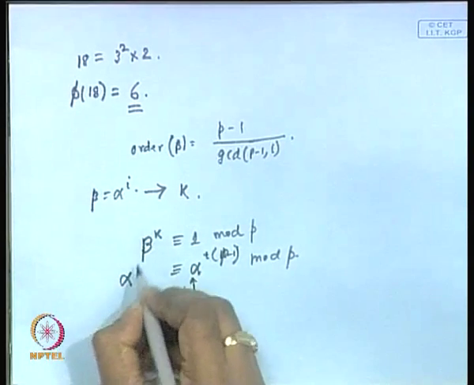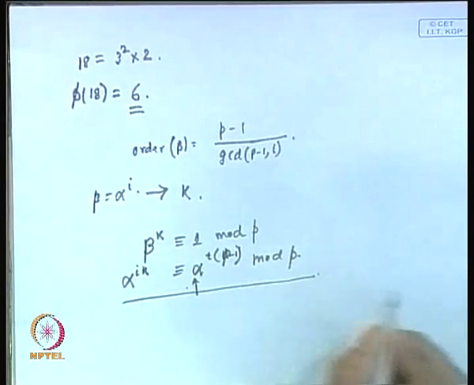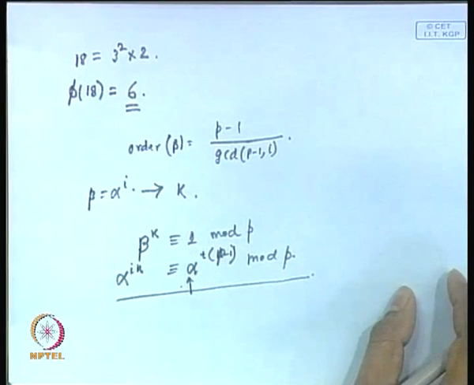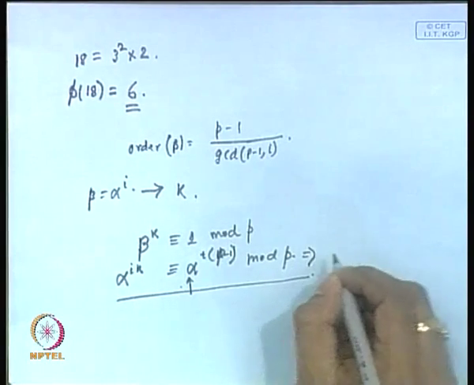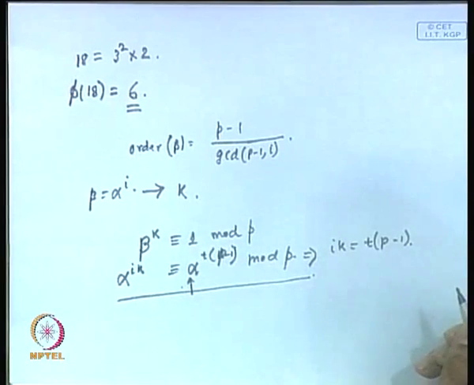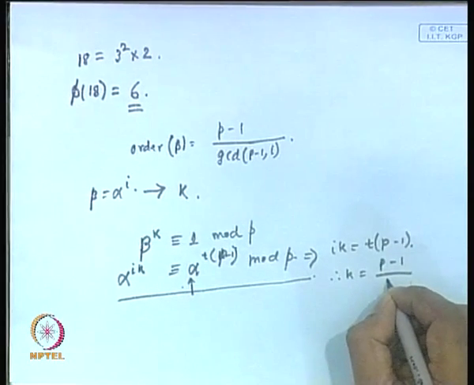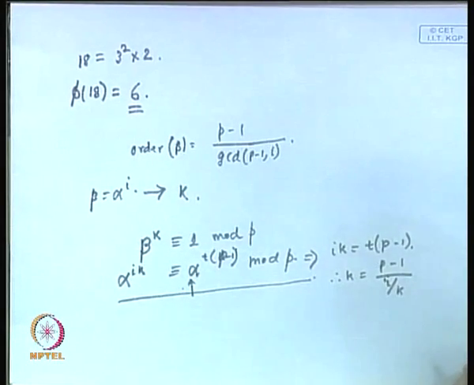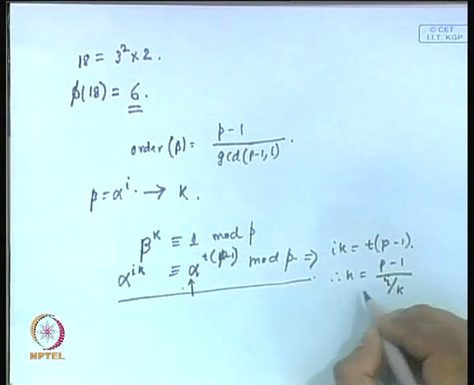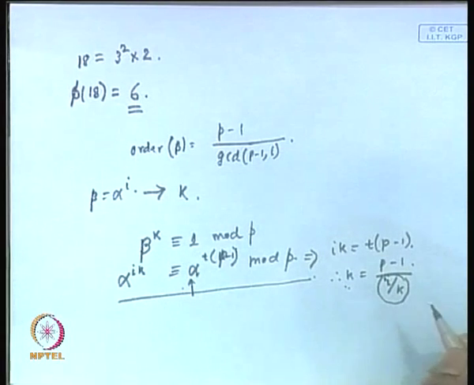So what about the left hand side? It is beta to the power of k. So, therefore, that is alpha to the power of i k is equal to alpha to the power of t into p minus 1. So from here, I can write that i k equal to t times p minus 1, right? And therefore, k is equal to t times p minus 1 divided by i, right? So now, certain things become observable from here: first of all, i k has to divide p minus 1, because otherwise k is not an integer.